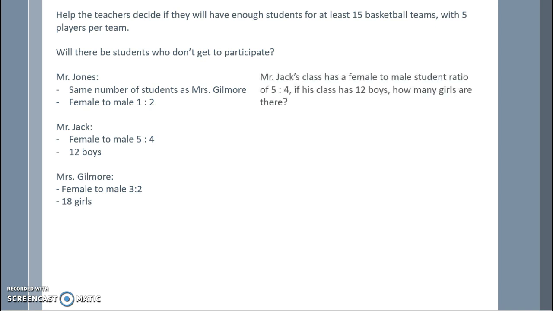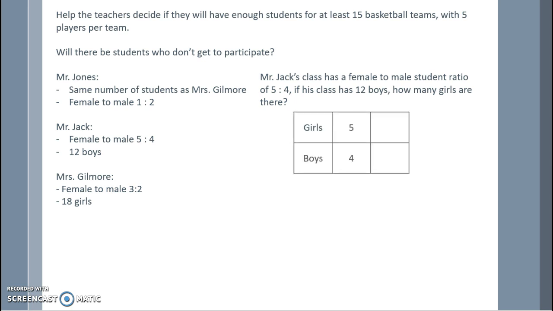Let's start with Mr. Jack's class. He has a female to male student ratio of 5 to 4 in his class. He has also 12 boys. Well, how can we then determine how many girls there are? Let's build a table. We know that there are 5 girls for every 4 boys. If we have 12 boys then, how many girls are there? Well, 4 times 3 gives us 12. Therefore, 5 times 3 is 15. Now we can find out how many total students we have by adding 15 girls plus 12 boys for 27 students.